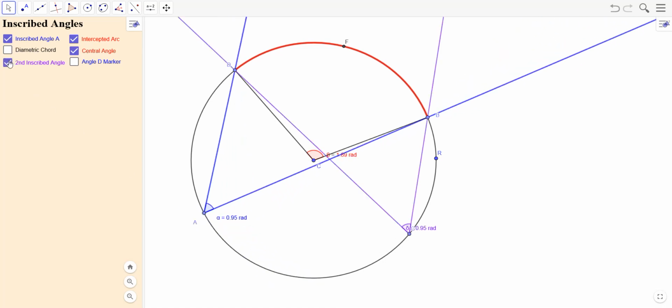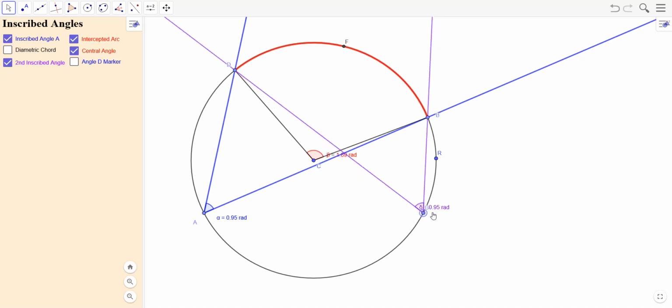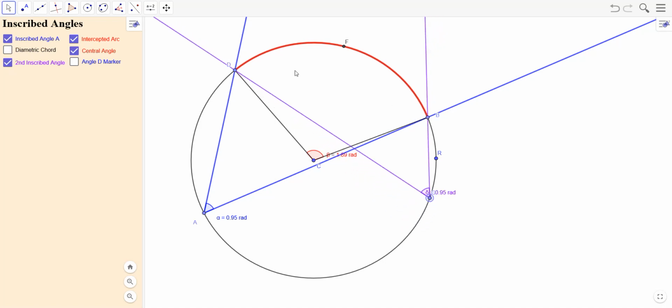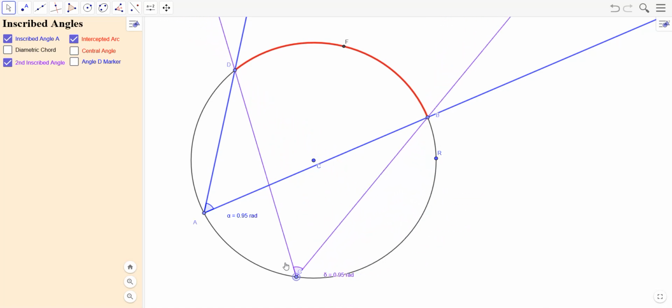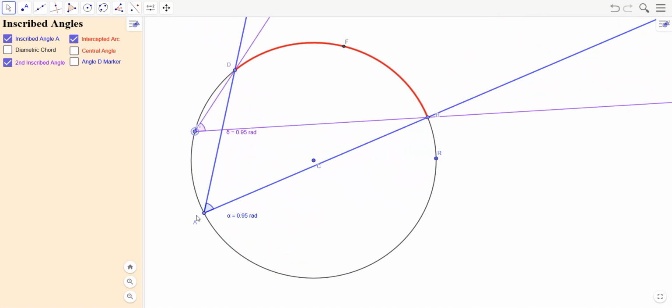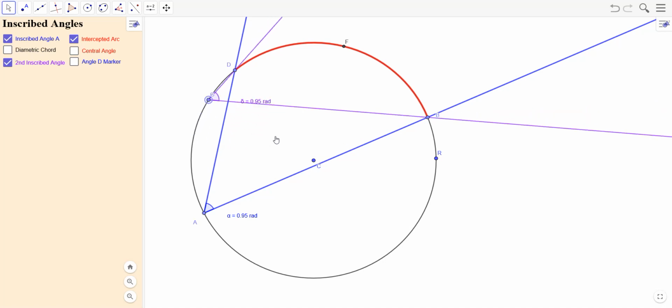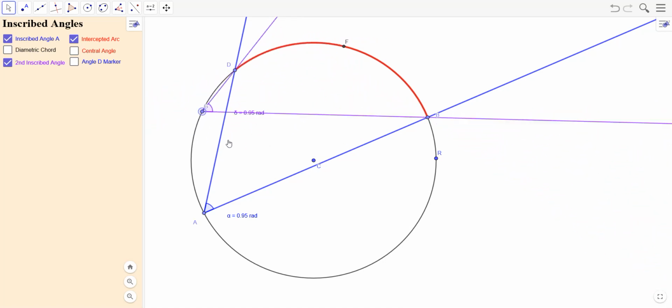One of the consequences of this is if you have two angles that intercept the same arc, each one of those has half the measure of that arc. So they are going to be congruent, which you see here in the picture. And it really doesn't matter where we place this. It always stays congruent to here as long as it's intercepting the same arc.